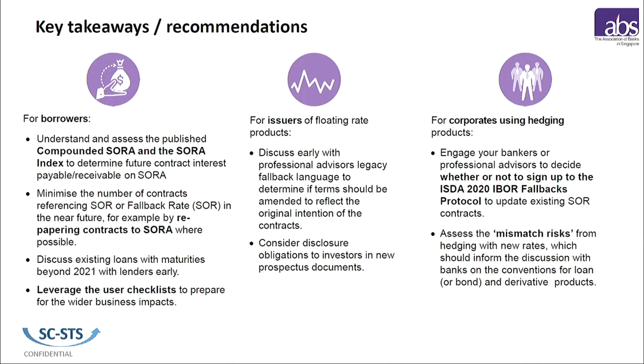So perhaps just to wrap up before we go into Q&A, key takeaways and recommendations across the three sectors of the market that we're seeing. For borrowers, really understand, as we've touched on, the available indices and understand how that impacts your business. So how can you use these rates for your calculation of interest payable and receivable? Starting to minimize the number of contracts you have that reference SOR, or fallback to SOR, by considering where you can transition to SORA contracts, repaper to SORA contracts where possible. And of course, discussions with your bankers early is something we recommend to really understand some of the intricacies that we've talked about around conventions and so forth, as well as using the checklist that we've touched on.